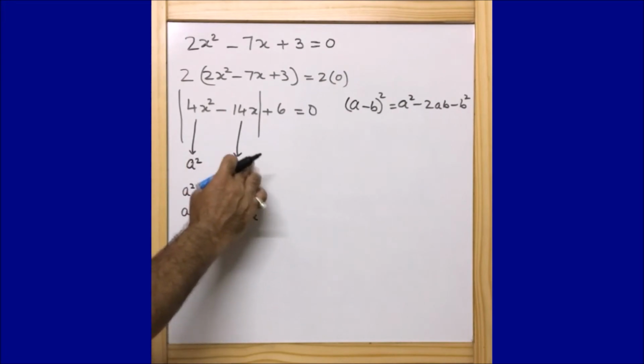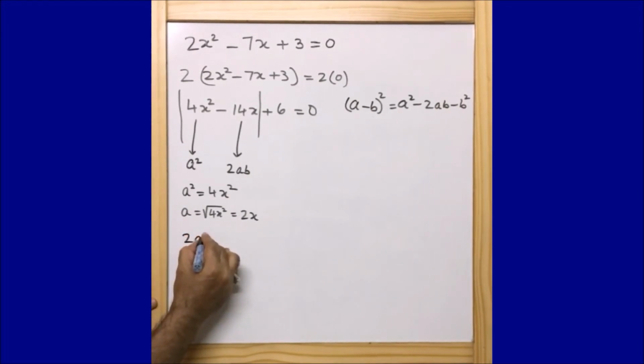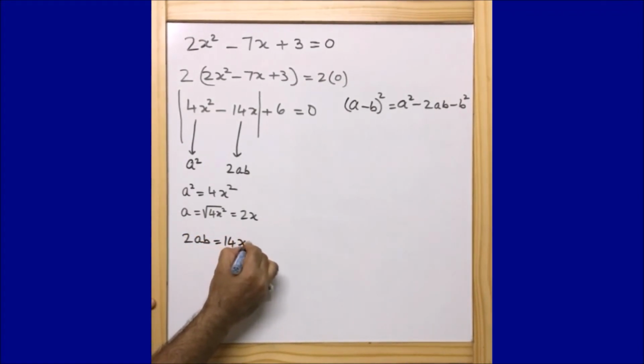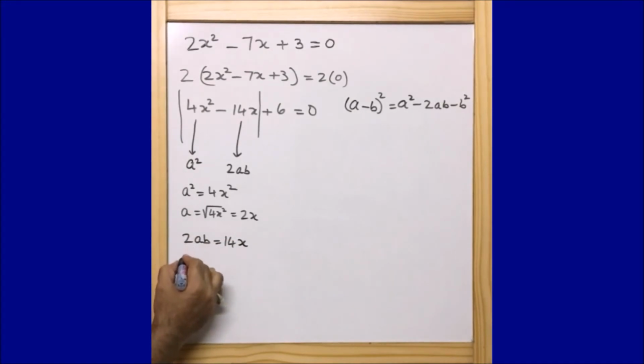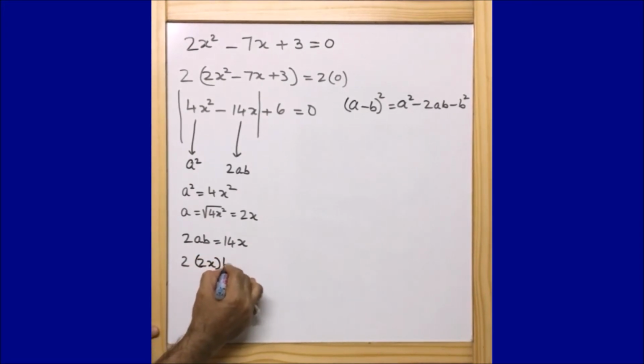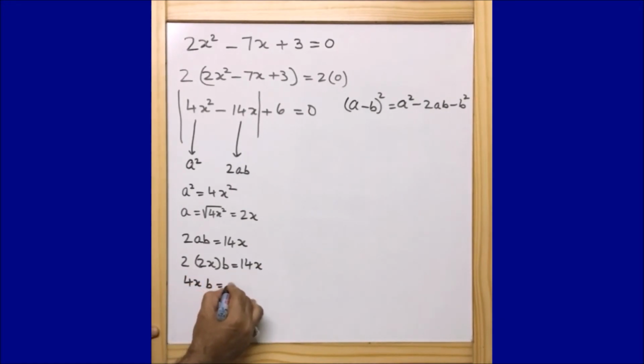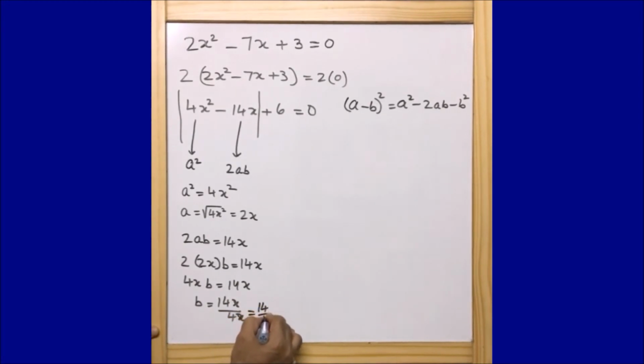Now the second most important thing, I told you minus 14x is 2ab. That means 2ab is equal to 14x, or in other words I can write 2 into a, here we got 2x, 2 into 2x into b is equal to 14x, or I can say 4x into b is equal to 14x, or I can say b is equal to 14x by 4x. This x and this x cancel off and we are left with 14 upon 4, and I can say 2 7s are 14, 2 2s are 4. So we got b is equal to 7 by 2.